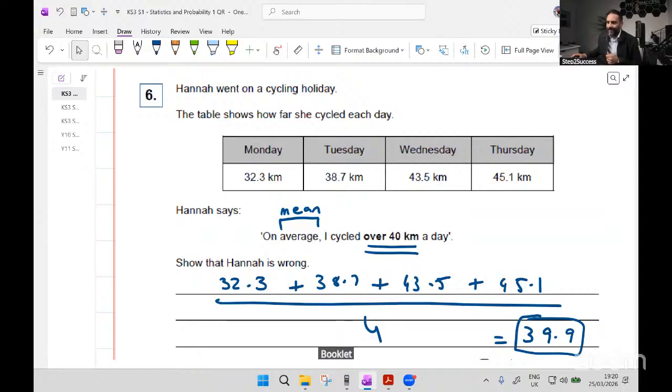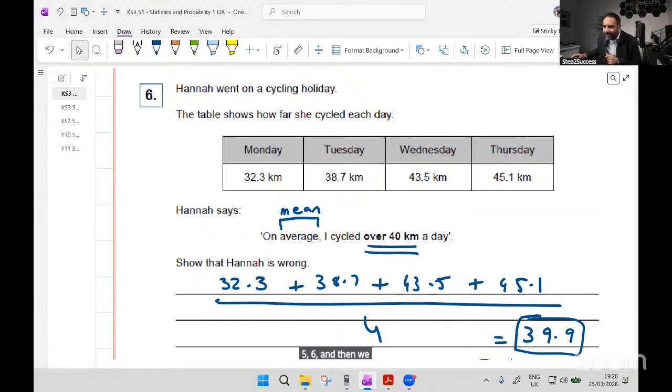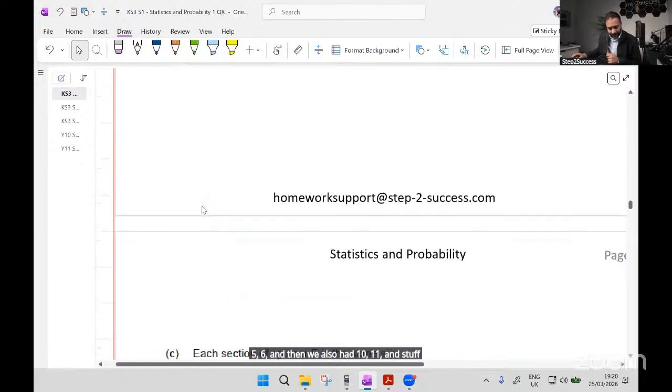Booklet two, I will get to that. It'll take a little bit of time, but I will get there. Don't worry. 5, 6, and then we also had 10, 11, and stuff. Question 10, let me see what this is.